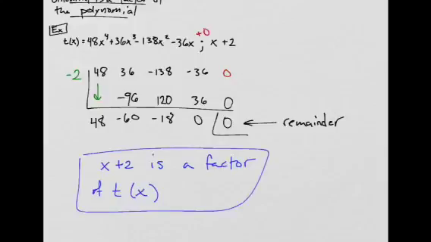So x plus 2 is a factor of t of x. If this was a different number, if it was like 3, 4, 7, negative 12, 131, if it was anything other than 0, then you would say x plus 2 is not a factor. And that just means when you divided, you had a remainder. It didn't go in evenly. And that's it. Hopefully you can do the rest of your problems. It's really easy.